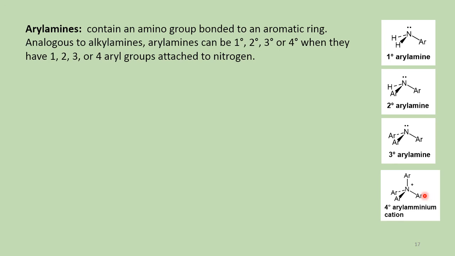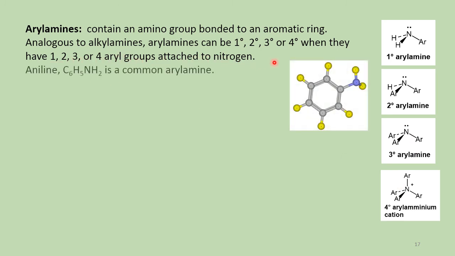So, analogous to alkylamines, arylamines can be primary, secondary, tertiary, or quaternary when they have 1, 2, 3, or 4 aryl groups attached to nitrogen. This is aniline, C6H5NH2. It's a common arylamine.